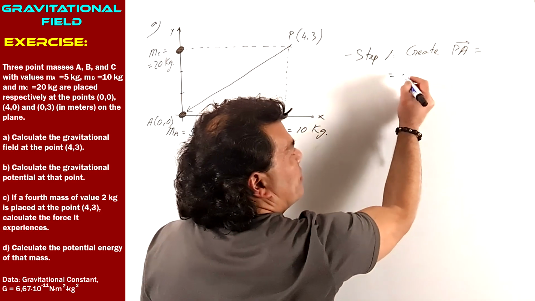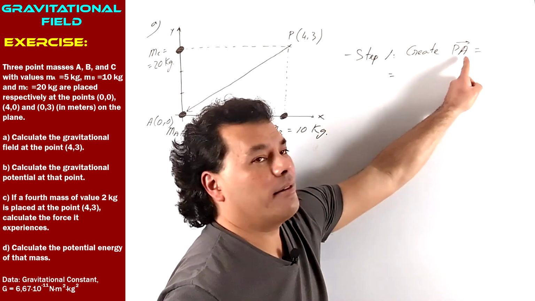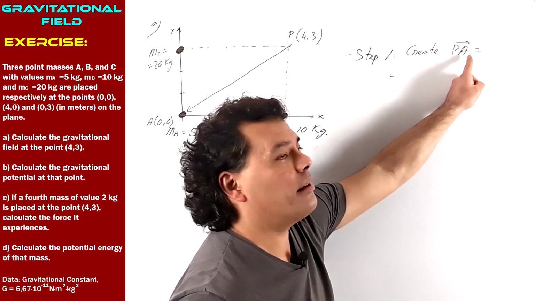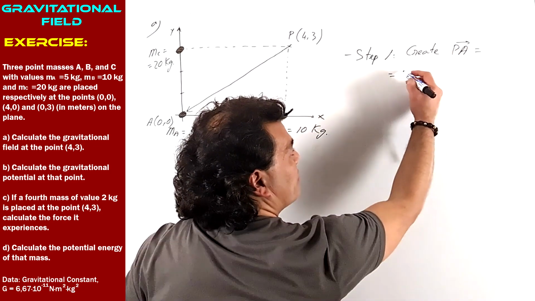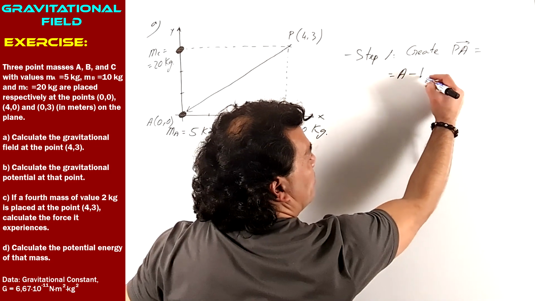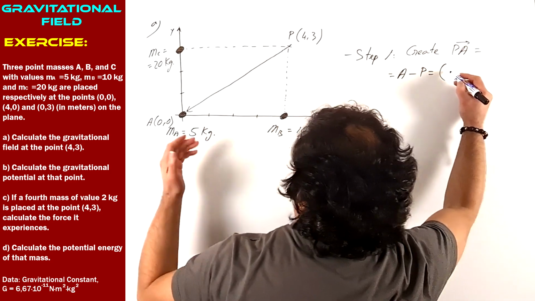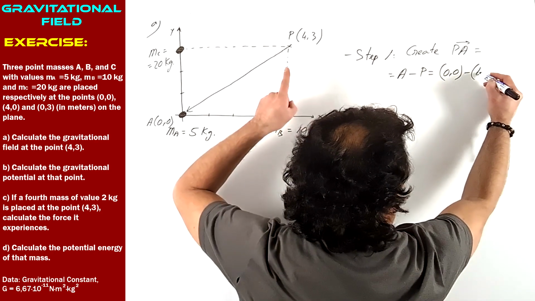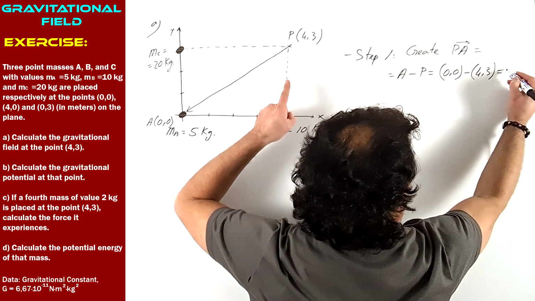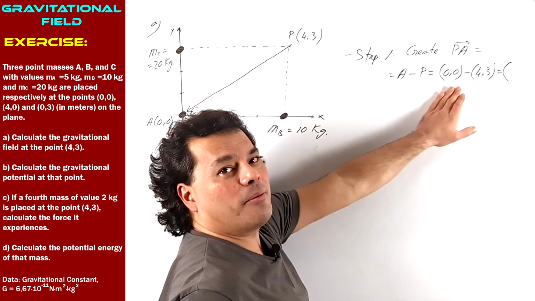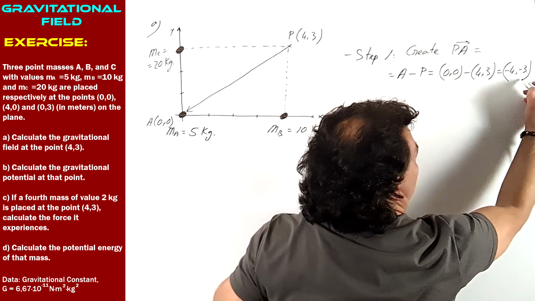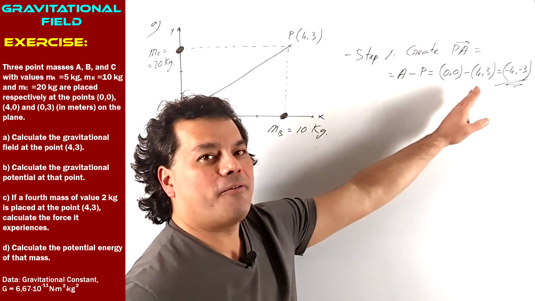Now let's create that vector. The sequence is always the head minus the origin. This is the sequence, the head minus the origin. That is A minus P, (0, 0) minus (4, 3). And our vector is going to be (-4, -3). This is the first step.